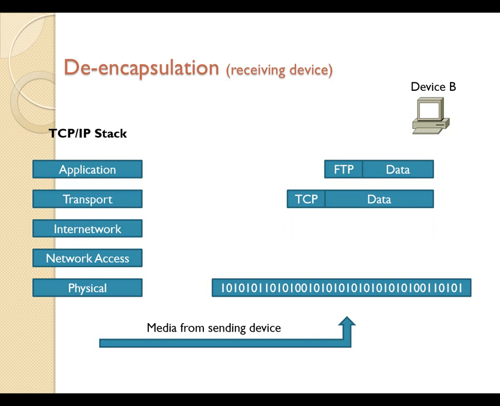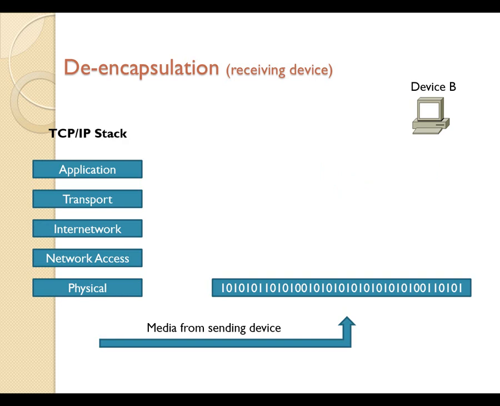Once I take it up to TCP, TCP is going to look at the port address, and that port address is going to say, oh, this is FTP. This goes to the FTP application. It's going to strip off the header. It's going to send it up to FTP, and FTP is going to strip off its header and deliver the data to the final device. And that is de-encapsulation.